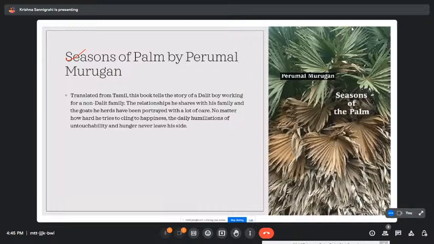Translated from Tamil, this book tells the story of a Dalit boy working for a non-Dalit family. The relationships he shares with his family and the goats he herds have been portrayed with a lot of care. No matter how hard he tries to cling to happiness, the daily humiliations of untouchability and hunger never leave his side.